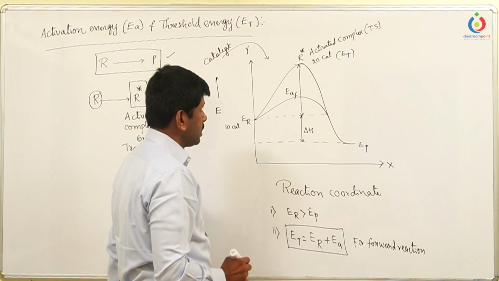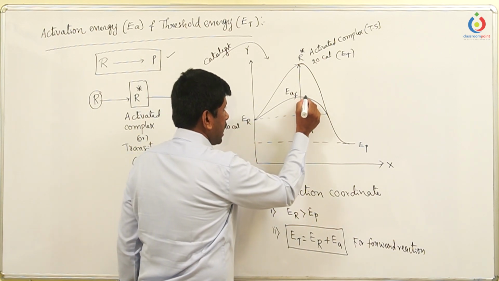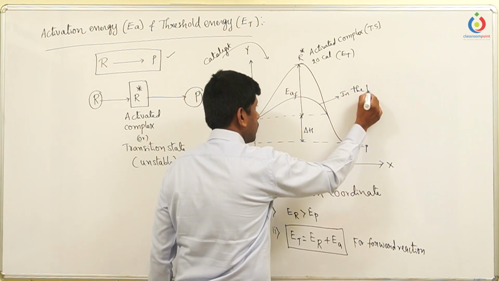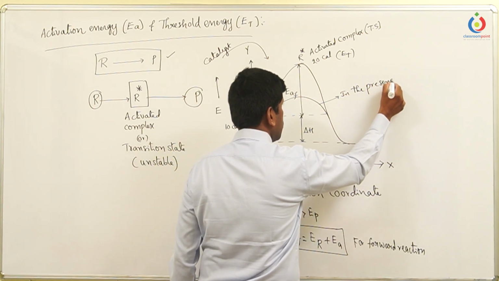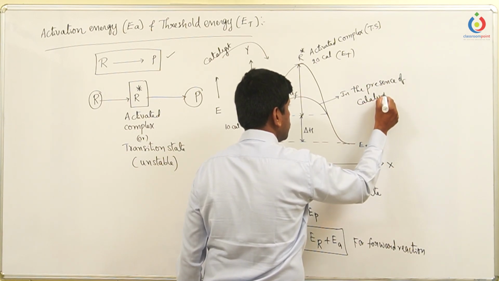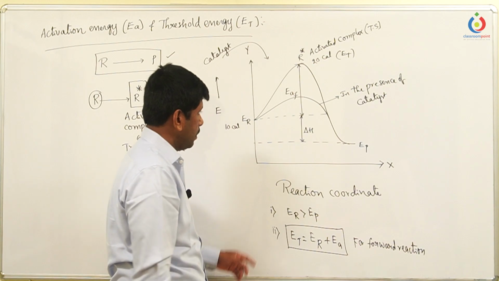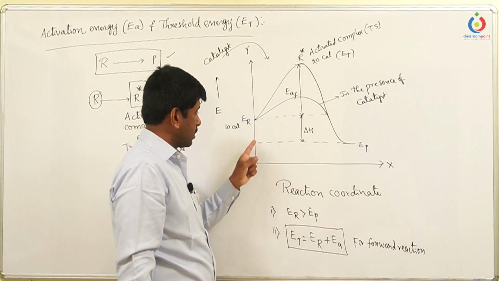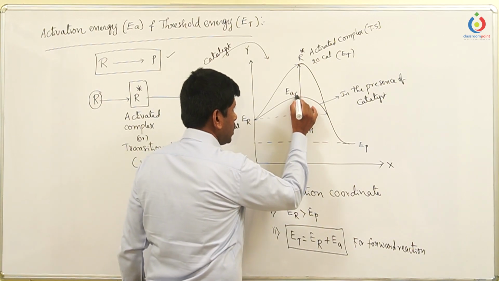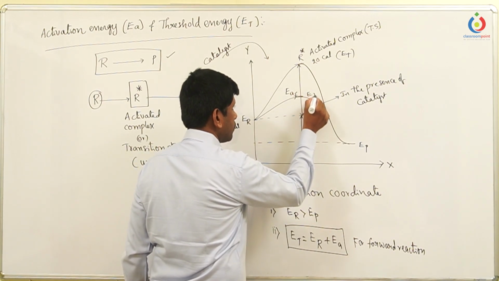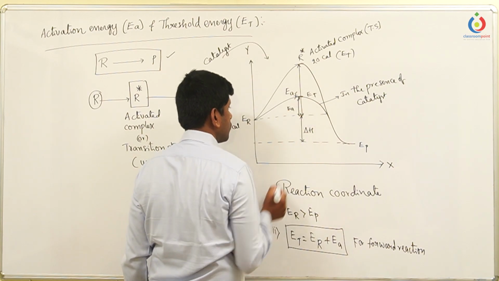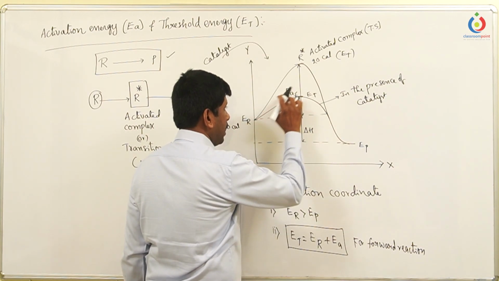So imagine now in this case, when a catalyst is used, this is in the presence of catalyst. In the presence of catalyst, this is the path. In the energy profile diagram, this is in the absence of catalyst. So in the presence of catalyst, threshold energy is this much, and activation energy is only this much. So this is the path of the reaction.